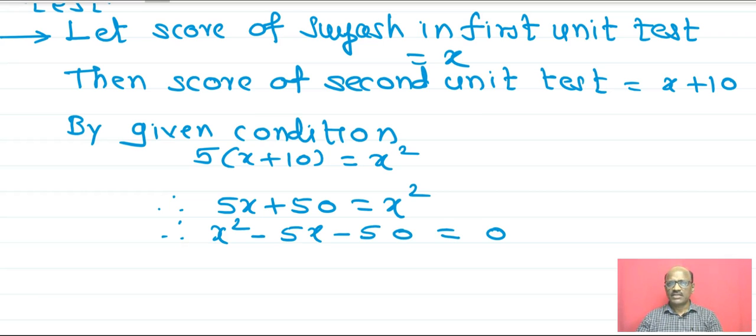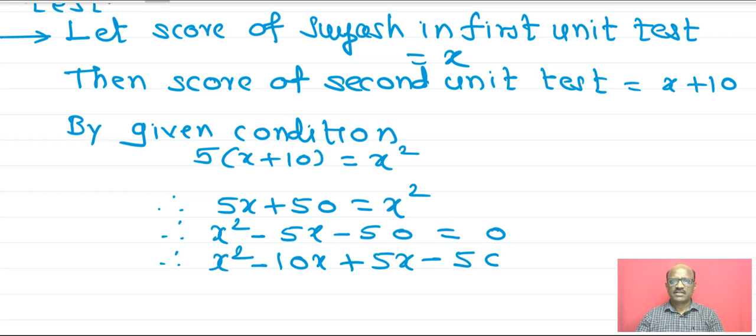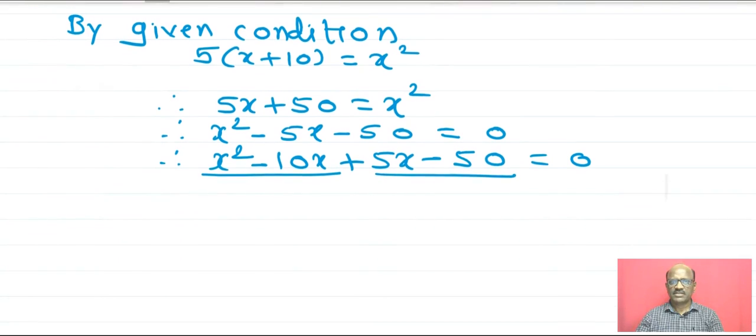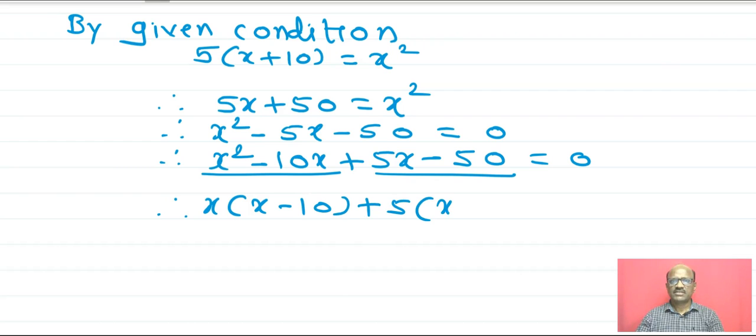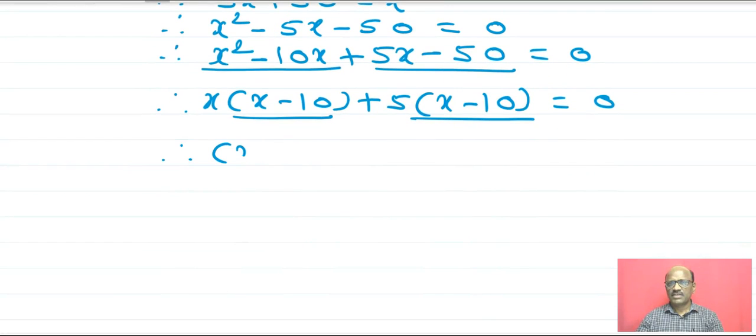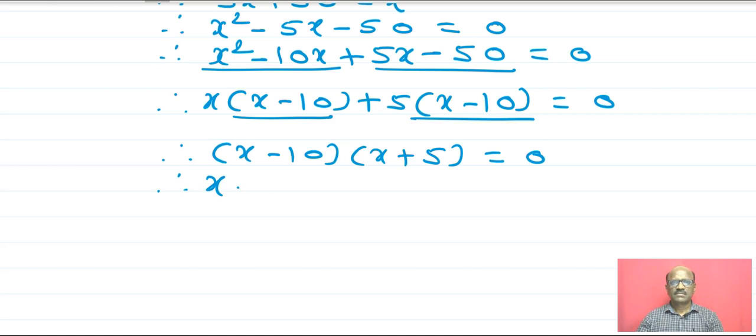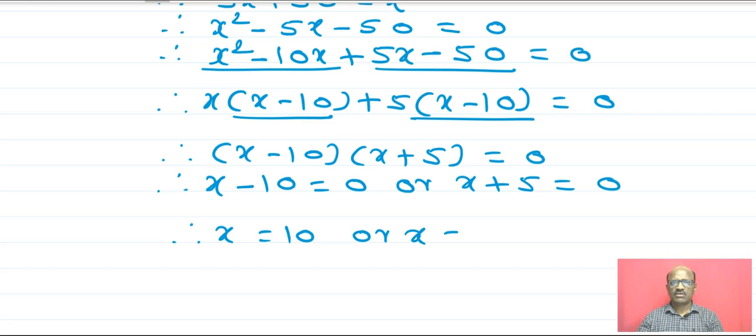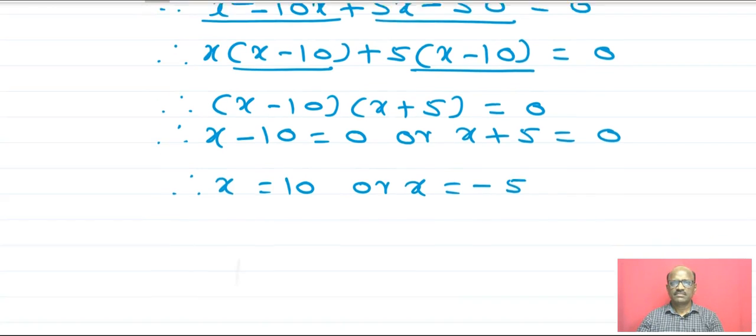Therefore, x square minus 5x minus 50 equals 0. And the factors are simple, that is minus 10 and plus 5. Therefore, x square minus 10x plus 5x minus 50 equals 0. x in bracket x minus 10 plus 5 in bracket x minus 10 equals 0. Therefore, x minus 10 in the first bracket, in the second bracket x plus 5 equals 0. Therefore, x minus 10 equals 0 or x plus 5 equals 0. Therefore, x is equal to 10 or x is equal to minus 5.